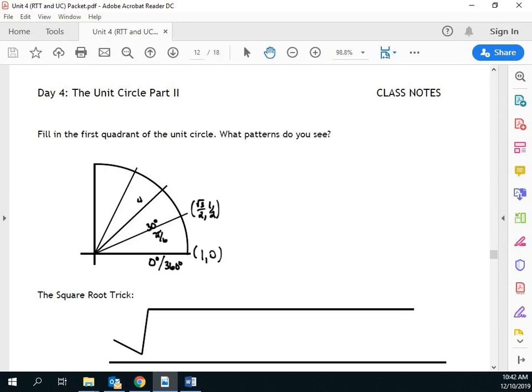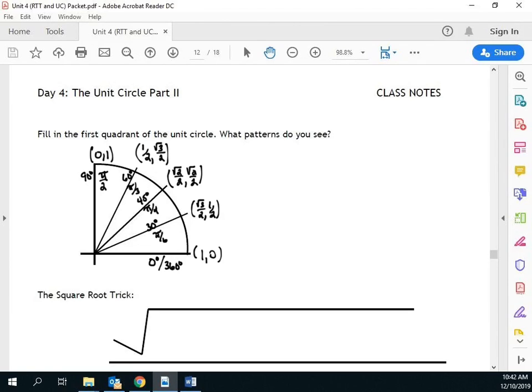Then we go on to 45 or pi over 4. This one's not so bad. Then we go to 60 degrees or pi over 3, which now looks like what? The opposite of 30. And then we finish up with 90 degrees or pi over 2, which is (0, 1).